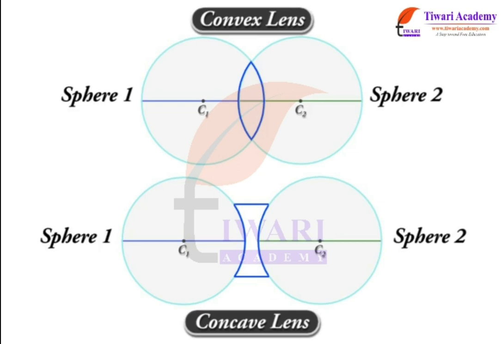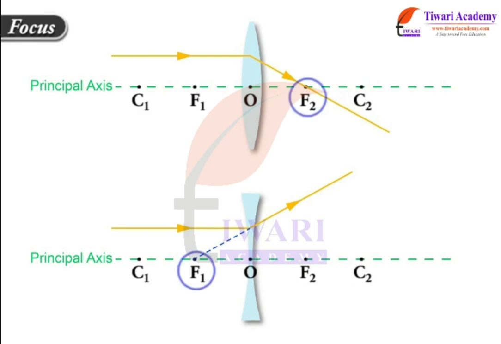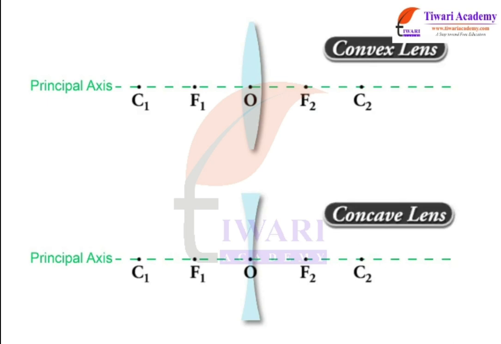Focus. The point at which parallel rays of light converge in a convex lens, or from which parallel rays of light appear to diverge in a concave lens, is called the focus or principal focus of the lens. Similar to centers of curvature, convex and concave lenses have two foci. These are represented as f1 and f2.